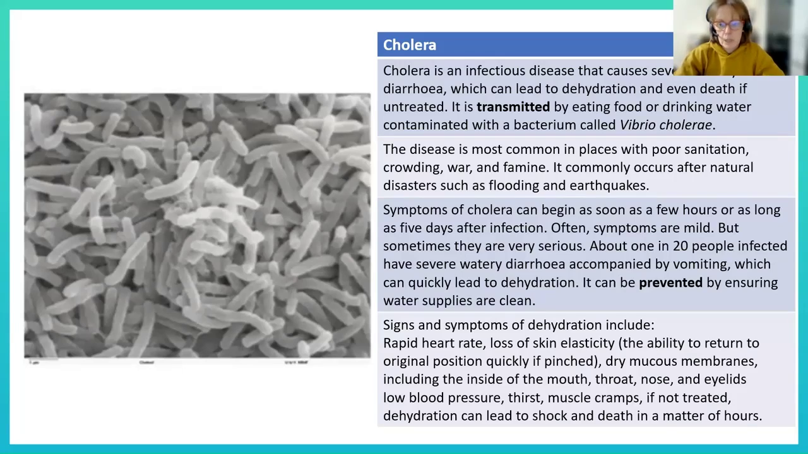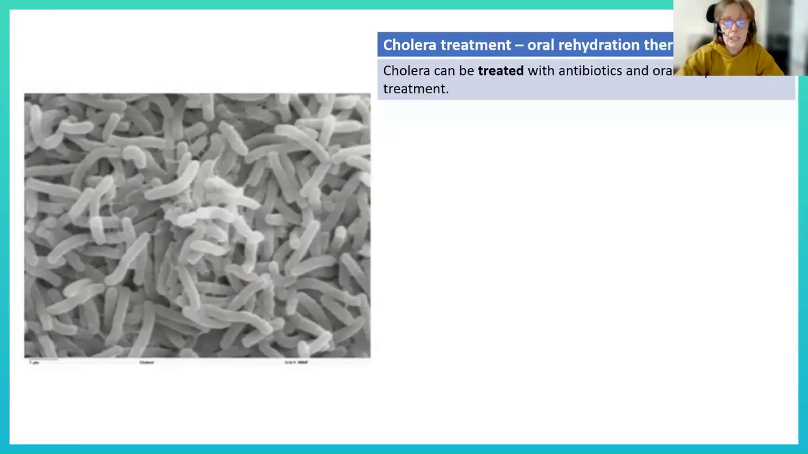So signs and symptoms are basically the signs and symptoms of dehydration: rapid heart rate, loss of skin elasticity. If you pinch the skin, it stays in a sort of pinched position for longer than it should, and you get dry mucous membranes, your eyes feel dry, your mouth feels dry, your nose and inside your nose, everything feels dry. You feel thirsty, you get muscle cramps. It can cause death in babies very quickly. So it is a very serious condition.